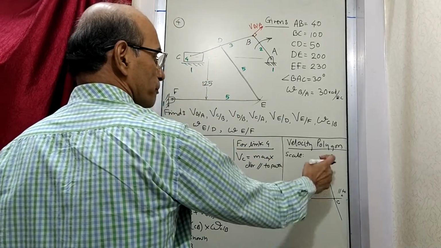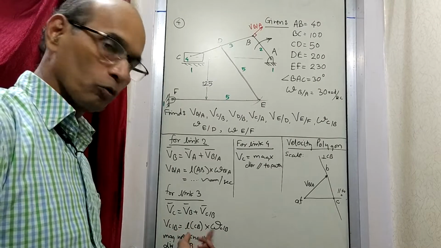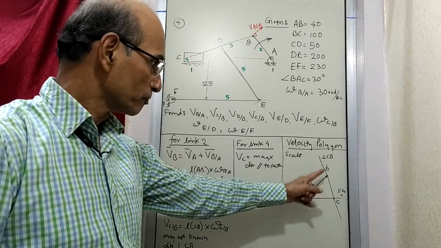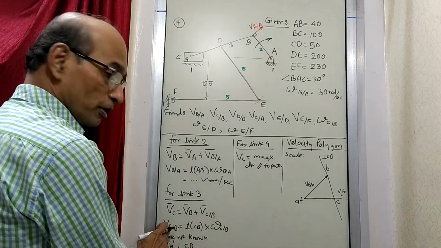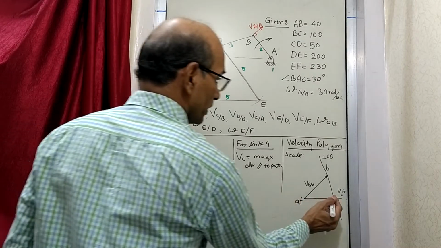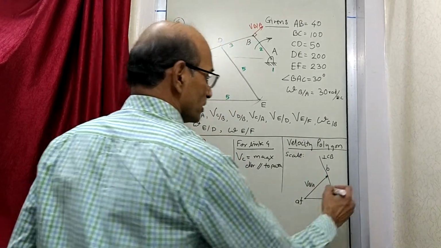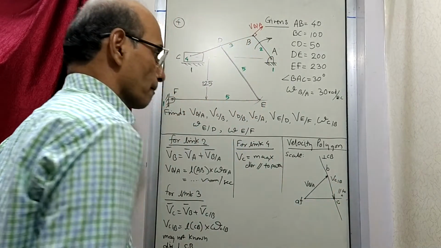So this is A, F, B and C, and the vector we wanted to know, which was not known earlier, has been obtained here by its length. Since the name of the vector is velocity of C with respect to B, the head of the vector is at C and the tail of the vector is at B, and this is velocity of C with respect to B.